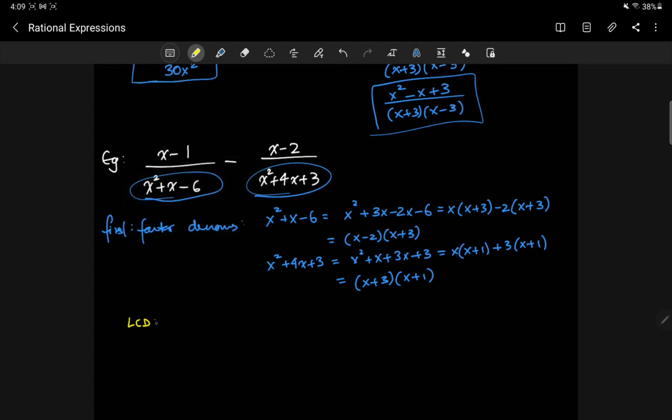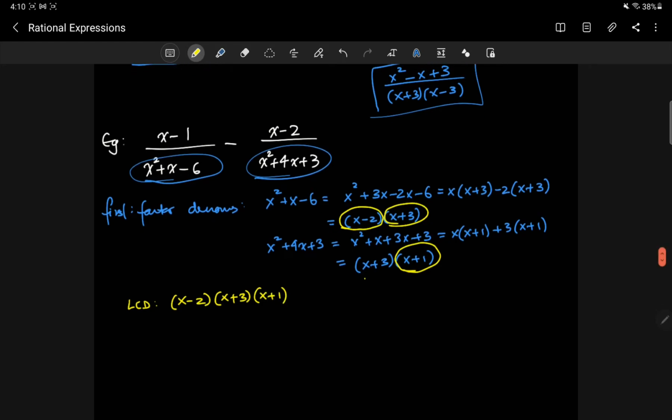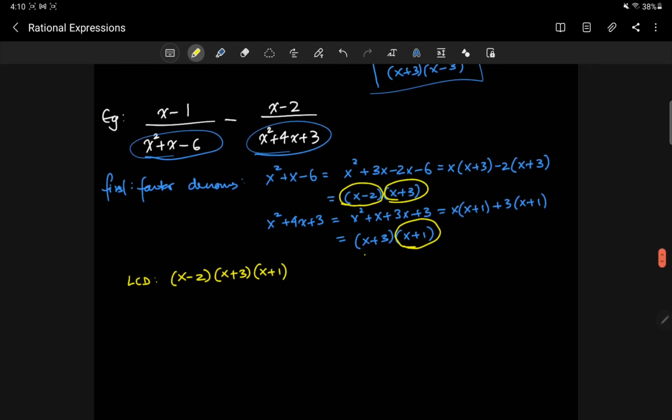Now, to find LCD, what's the highest power of x minus 2? It's just x minus 2. The highest power of x plus 3 is x plus 3, and the highest power of x plus 1 is x plus 1. So x plus 3 covers both the x plus 3's, which means the LCD is x minus 2 times x plus 3 times x plus 1.